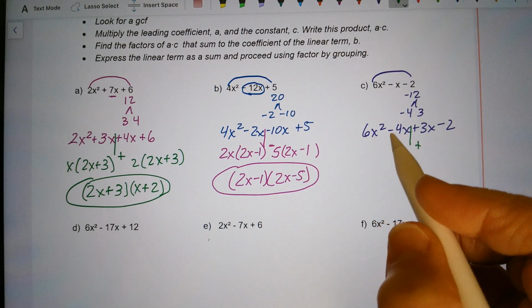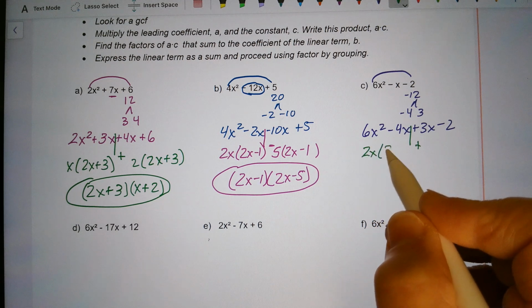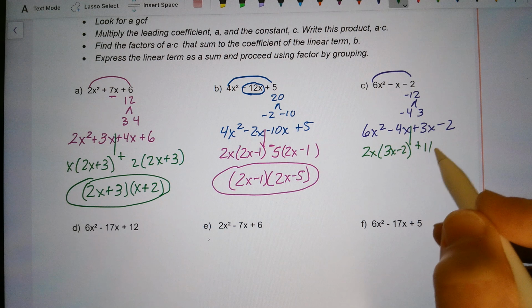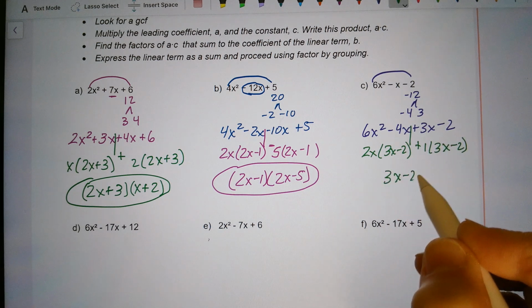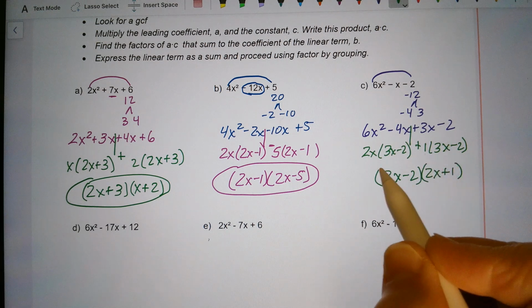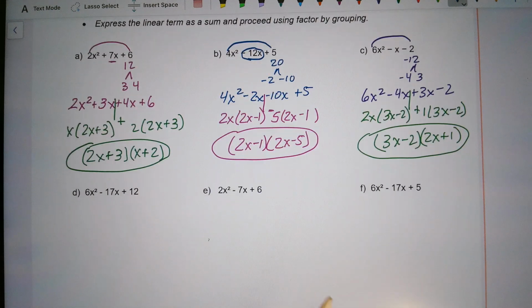Take out the GCF of the first two terms, and the GCF of the last two terms. 3x minus 2 is one factor, 2x plus 1 the other. And again, you're welcome to pause the video, go right ahead and try the rest on your own if you like.